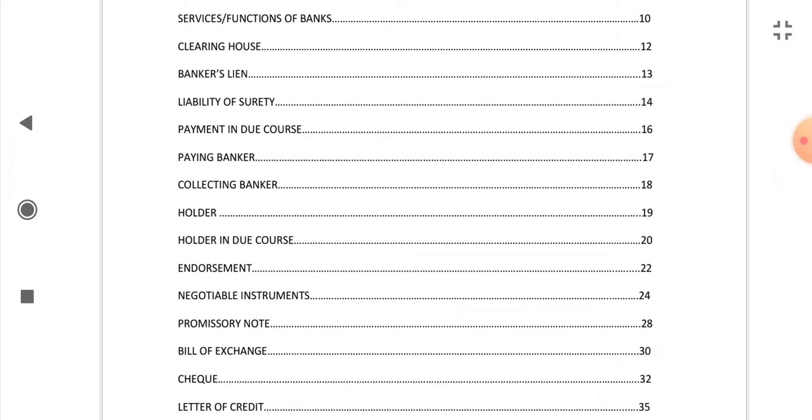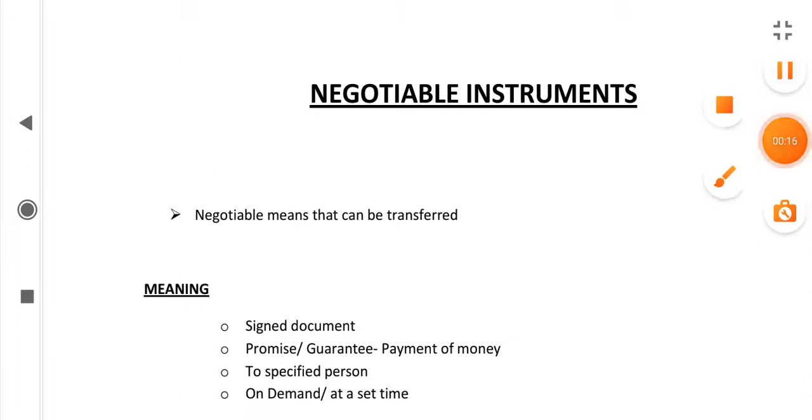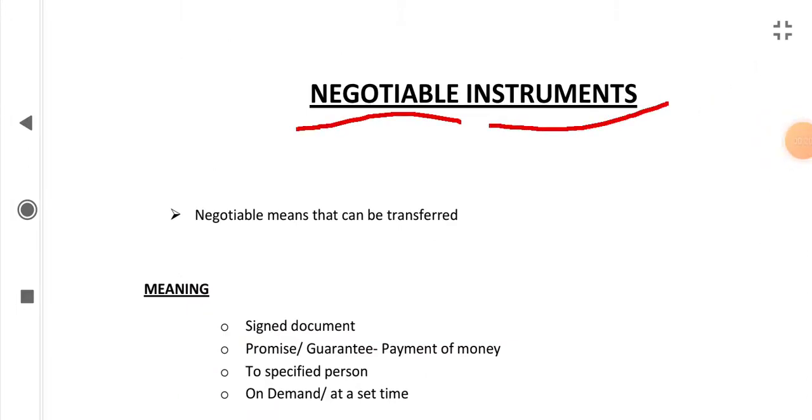Now we will do Negotiable Instruments, page number 24. Negotiable Instruments. What does negotiable mean? Negotiable means that can be transferred. So the instrument which can be transferred is called a negotiable instrument. So what are the features of the instrument?